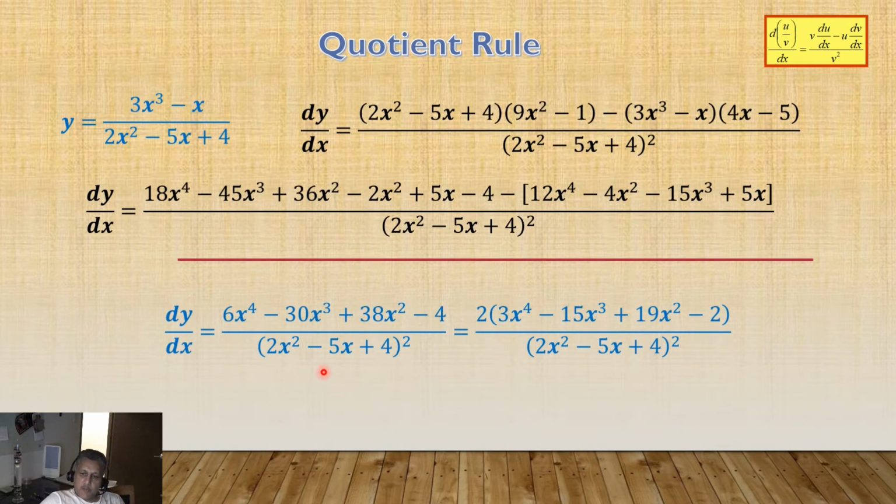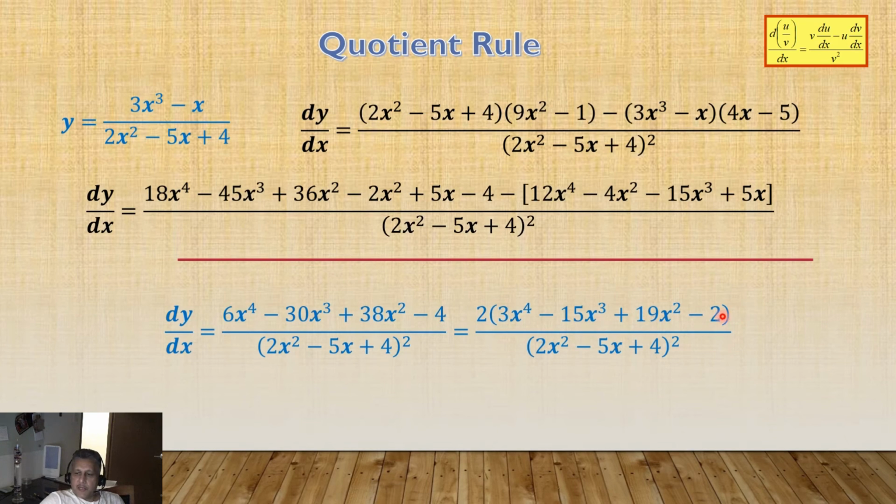We can't leave it like that. We're going to go and factor things out here. And when we look at that, we could take out a 2. If this 4 had an x there, then we could have taken out an x, but it doesn't have an x, right? So we're going to just pull out a 2. And when we look at that, 2 into 6x to the 4th will give you 3x to the 4th. And 2 into minus 30x cubed will give you minus 15x cubed right there. And 2 into 38 will give you 19x squared. And 2 into minus 4 will give you minus 2.